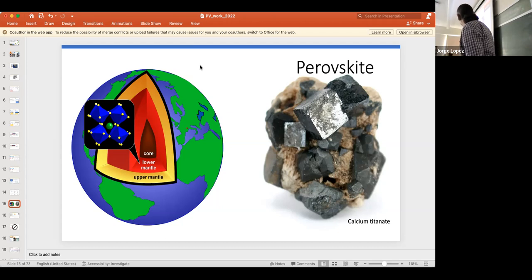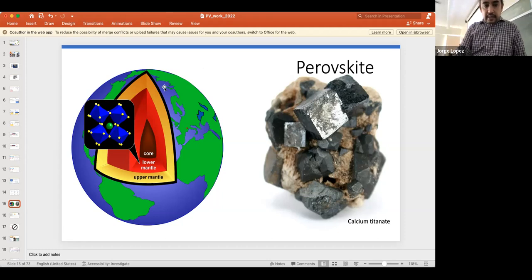And if you look at the inside of the Earth, especially around the upper mantle and lower mantle, this is the structure of the perovskite, where you have silicon oxide and magnesium inside of them, taking this shape. This portion right here is a bunch of atoms connected, right? And that's the majority of the lower mantle and upper mantle inside the Earth. So perovskites are really abundant in our Earth.